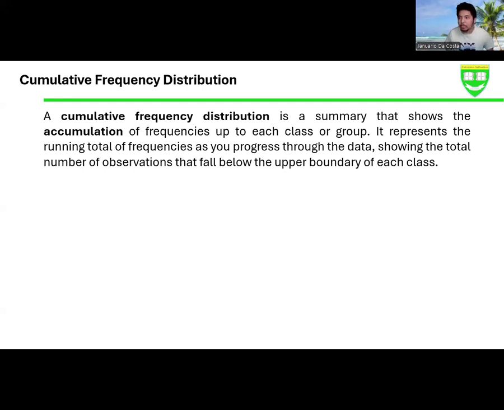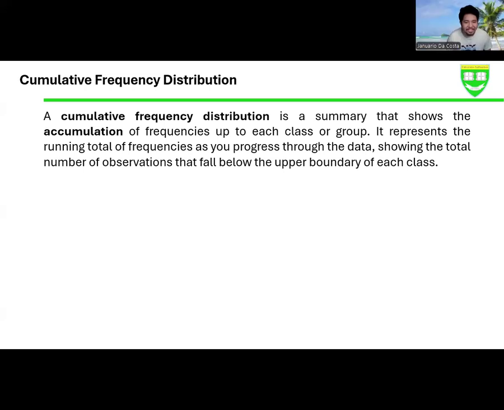Okay, what about cumulative frequency distribution? Read this for us. A cumulative frequency distribution is a summary that shows the accumulation of frequencies up to each class or group. It represents the running total of frequencies as you progress through the data, showing the total number of observations that fall below the upper boundary of each class.